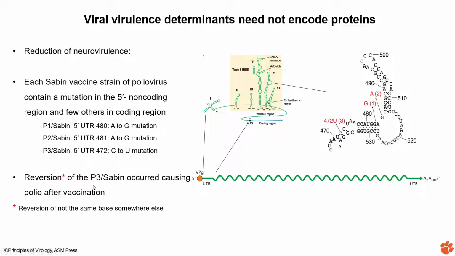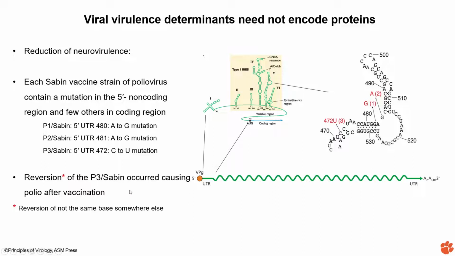On the other hand, the P3 Sabin can also cause something which we call a reversion. This reversion does not mean that the 472 C to U will change back to C. Not that. This reversion happens somewhere else in the genome, and the strain becomes neurovirulent once again. Again, I'm repeating that: the P3 Sabin has the 472 C to U mutation, and it becomes attenuated.